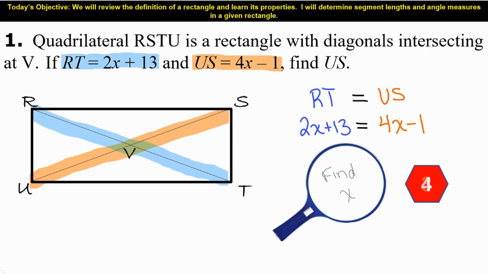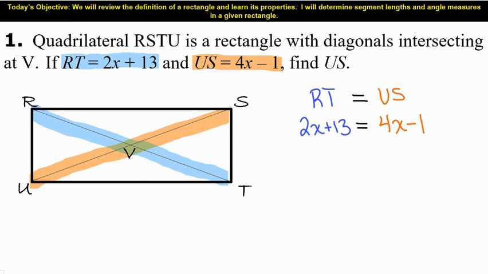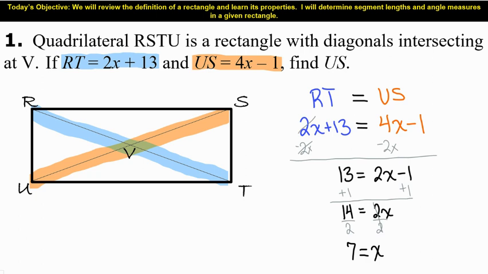5, 4, 3, 2, 1. Show me your answers. It looks like we all have x equals 7. That is also what I got. You may not have solved it exactly the same as I solved it, but as long as you got to x equals 7.